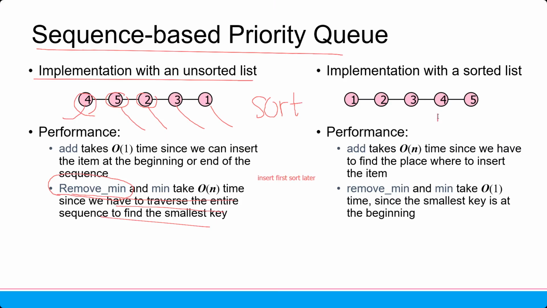Second one, we want to sort first and insert later. So we want to check where is the position of one. If one is the smallest value, then I want to put it in the first part of the sequence. Then I will sort this on the key, and then I will insert this on the position of the key. So that's why we call this the implementation with the sorted list.